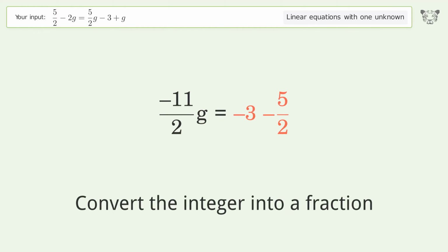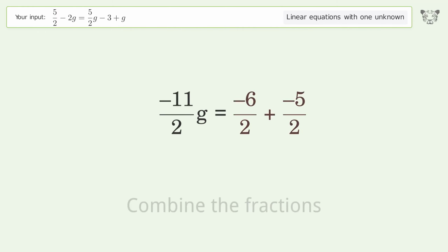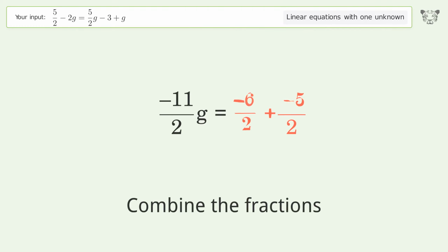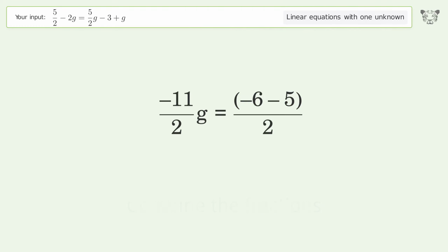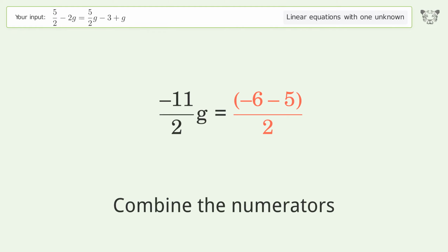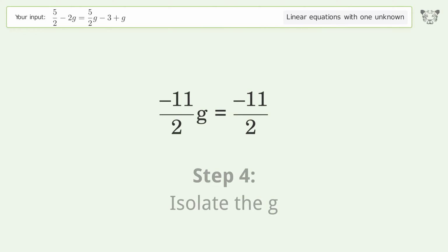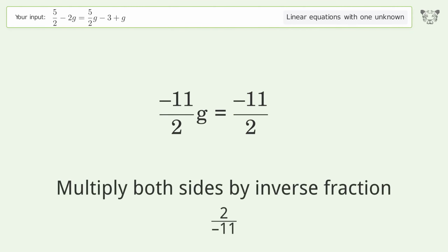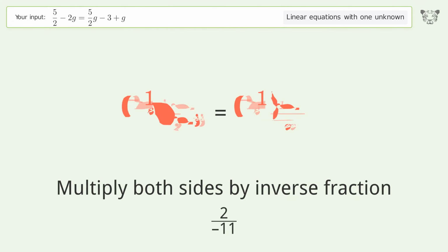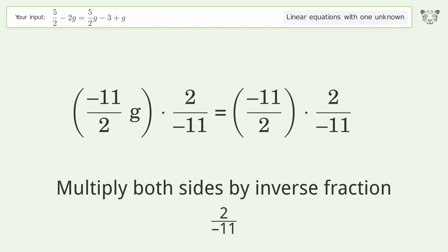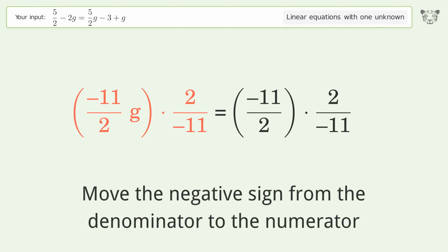Convert the integer into a fraction. Combine the fractions. Combine the numerators. Isolate the g. Multiply both sides by inverse fraction 2 over negative 11. Move the negative sign from the denominator to the numerator.